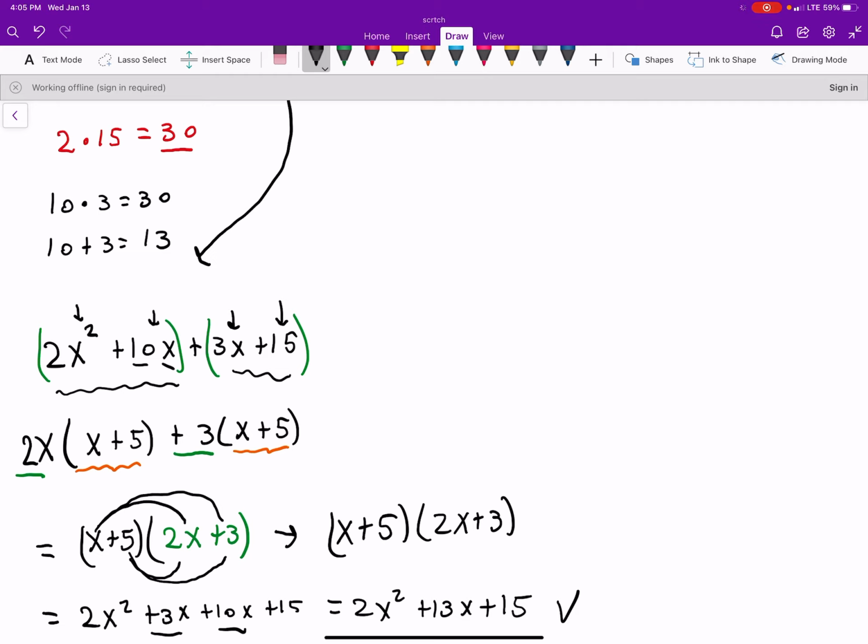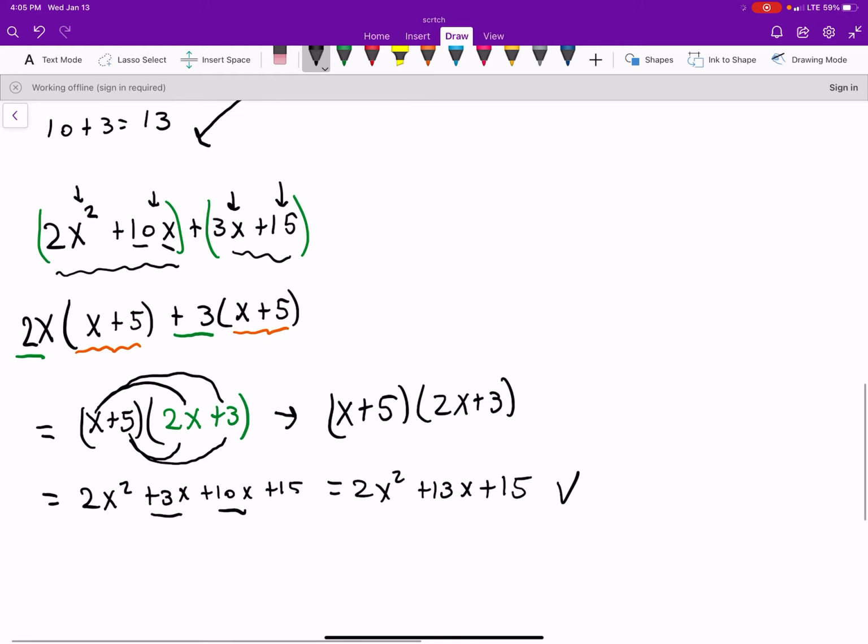And then we take those numbers that we factored out, in this case 2x plus 3, and we put that down there as well for our factored form. And then after that, we just checked. We just FOILed it to double check. So that's how we do those. Hopefully that makes a little bit of sense.